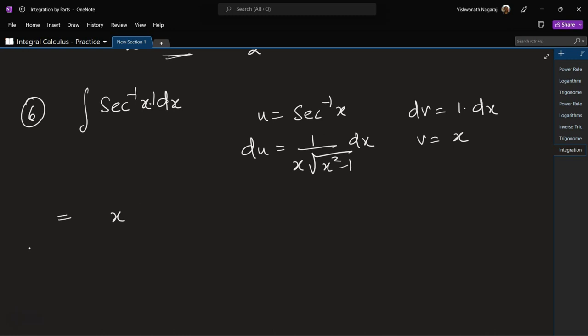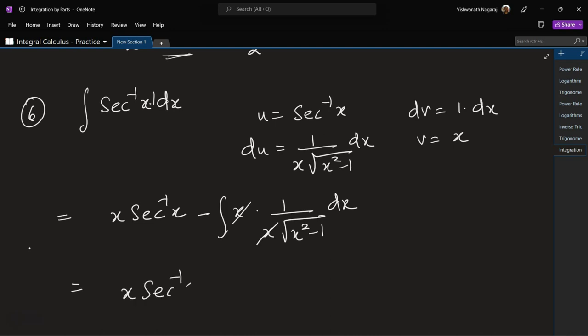uv, that is x sec inverse of x minus integral of v du, that is x times 1 by x times square root of x square minus 1 dx. So x gets cancelled, and we have x sec inverse of x minus integral of 1 by square root of x square minus 1 dx.